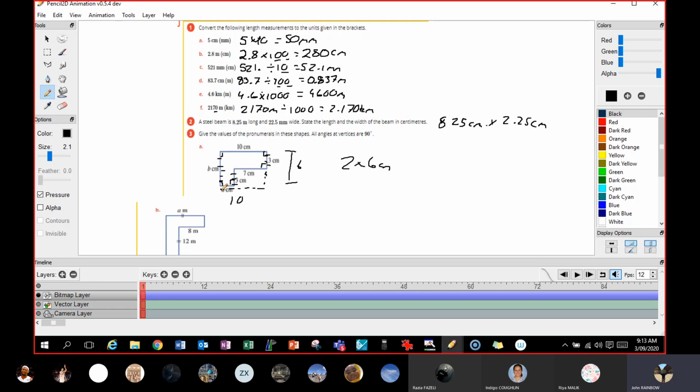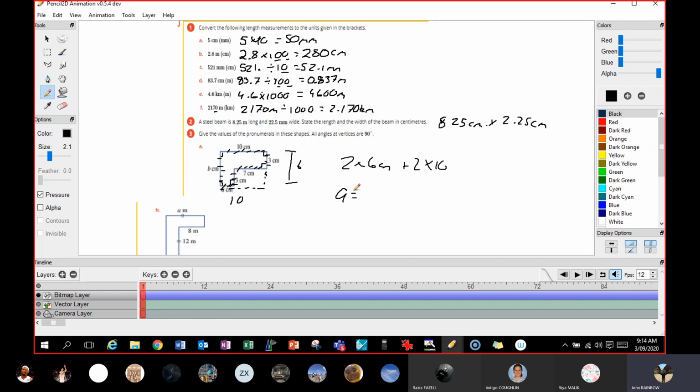And we've got one total length of 10 here, and this one, that makes 10, and another one of 10 here. So you've got 2 lots of 10 plus 2 lots of 10. So it's not asking for it to calculate the perimeter, but I'm just trying to show it. Give the values of the pronumerals in these shapes. So really we want to find out what A is down here. Now, if you know that that is 10 and that is 7, this has to be 3.